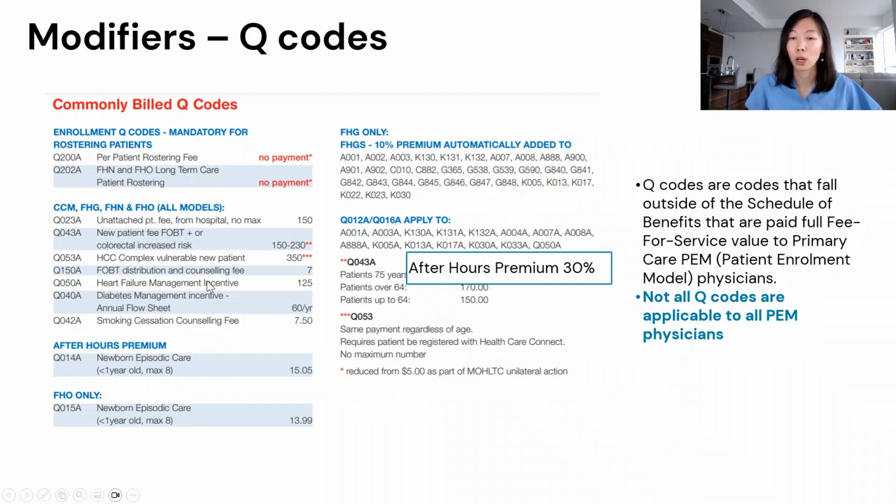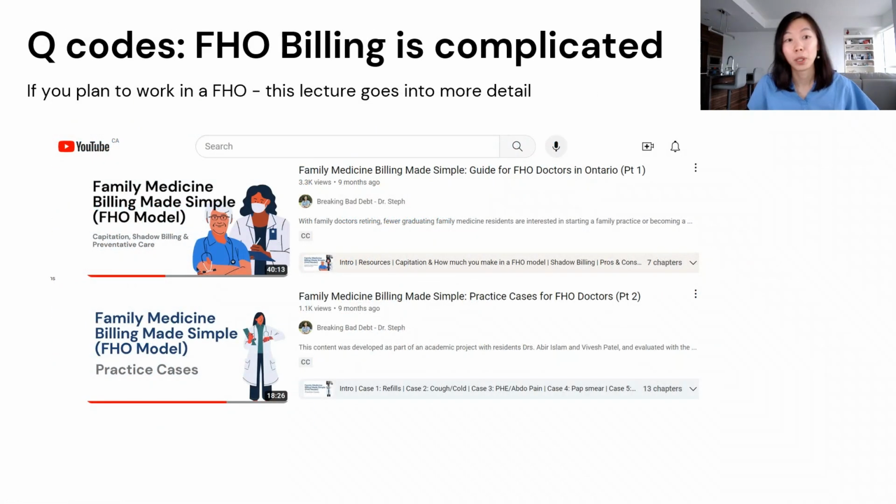One other thing to draw your attention to is this one. So that's when you get a patient, you roster a patient from Healthcare Connect, and they are a complex patient. So that gives you like $350, and it usually will say on that Healthcare Connect form to bill that. So remember, Q codes are very much of an FHO billing thing, and they can be complicated. So that's why I just wanted to draw your attention to these.